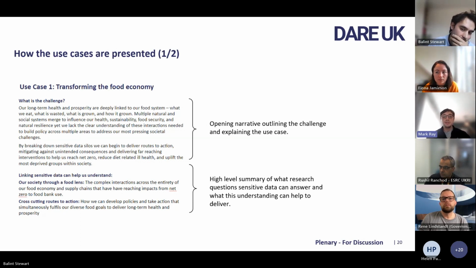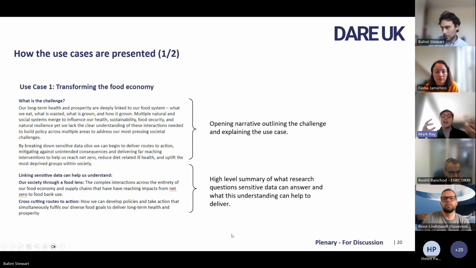In order to do this, we've created a 2-page summary for each use case, which follows the same structure, and we hope brings to life the real world applications for sensitive data, puts flesh on those theoretical bones. So on the first page, we've got an opening narrative, which provides a brief introduction to the use case and the challenge landscape. That's designed to indicate to readers that this is both a significant challenge for the UK public and a significant opportunity to improve data linkage.